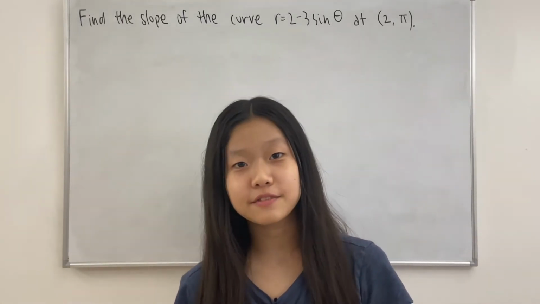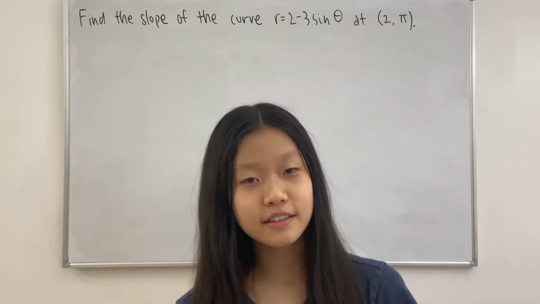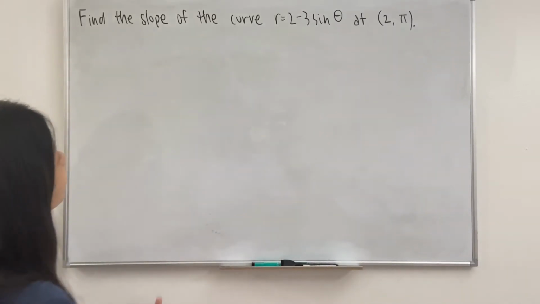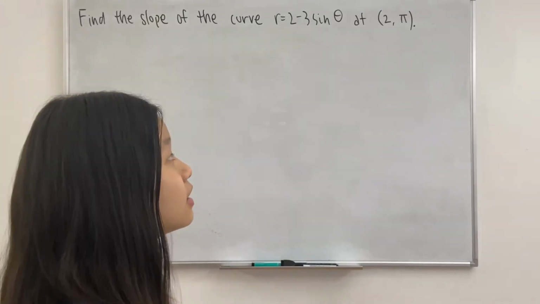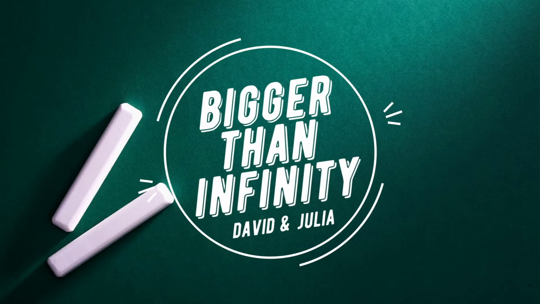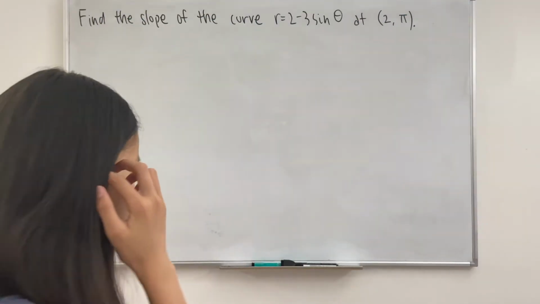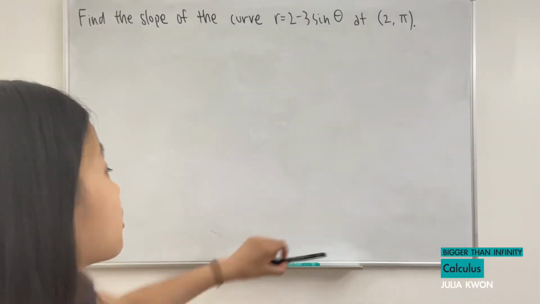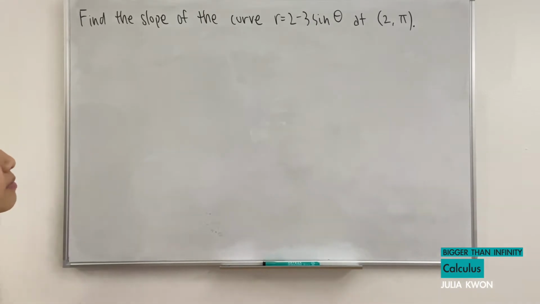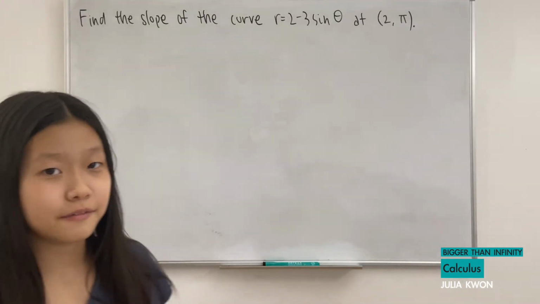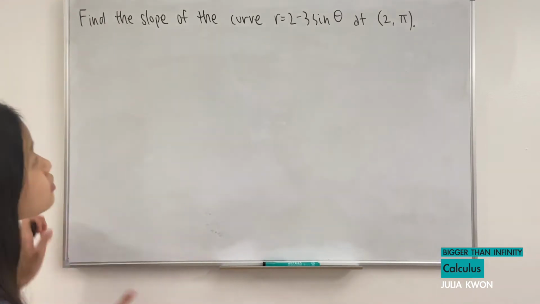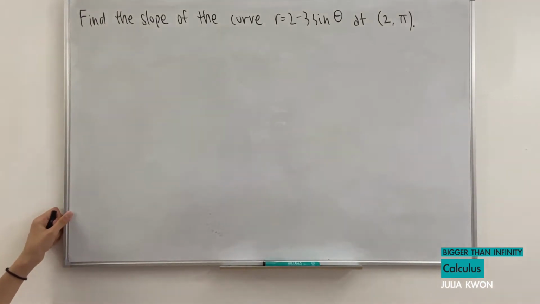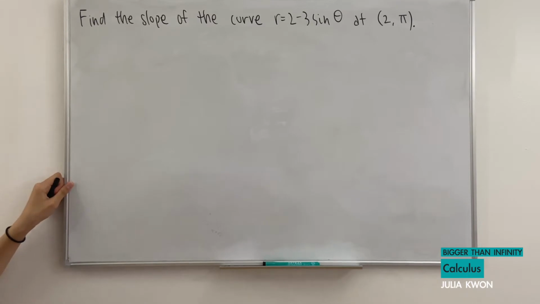Hello everyone, in this video we have a calculus problem where we have to find the slope of the curve r is equal to 2 minus 3 times sine theta at (2, pi). So first, this is a polar curve obviously, and we first have to know the formula for finding the slope of a polar curve. And to find the formula, we first have to write two things down.